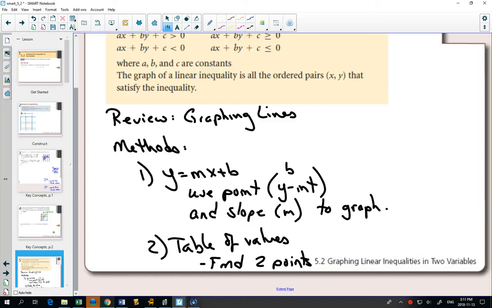So you could use the table of values, find 2 points. Sometimes people find the x-intercept and the y-intercept to graph it, because those are easy points. Plug in 0 for x, plug in 0 for y. And once you've got those 2 points, you can draw your line.